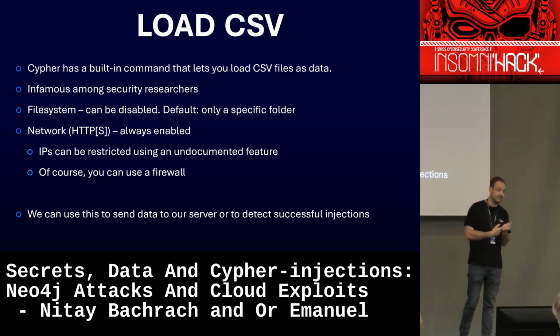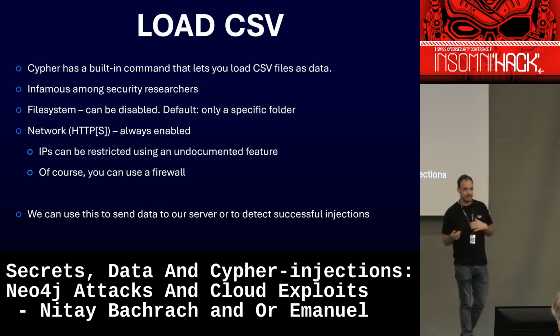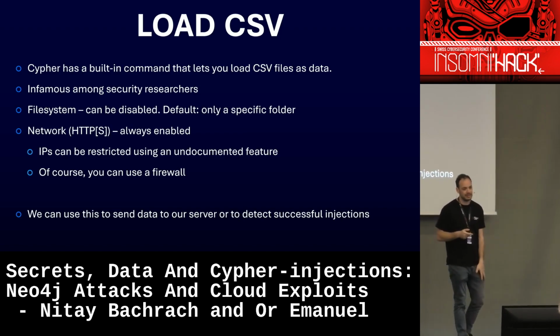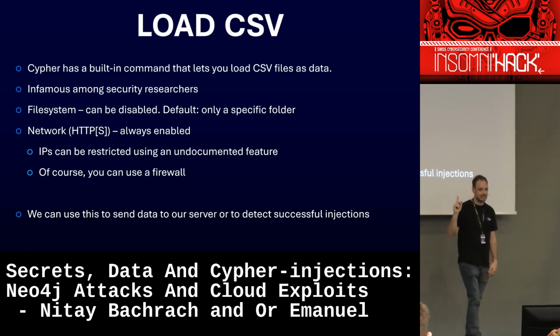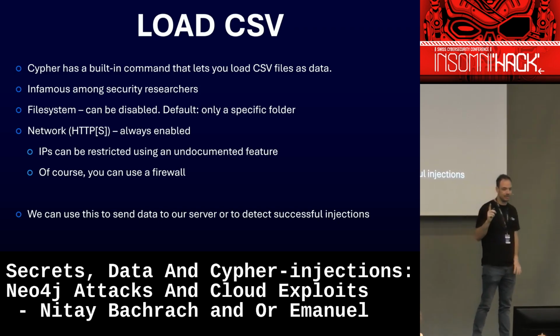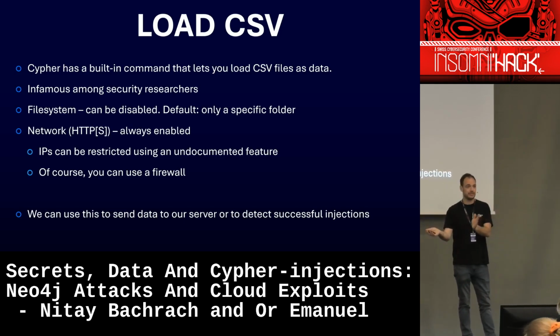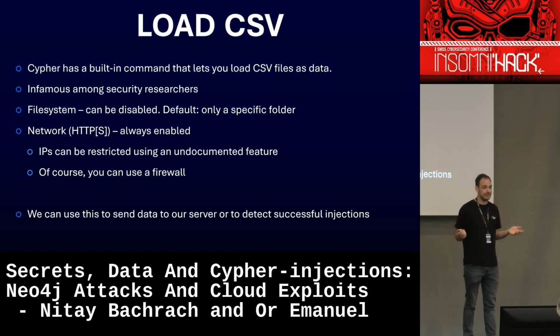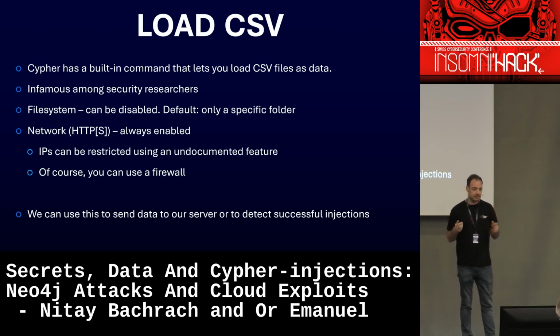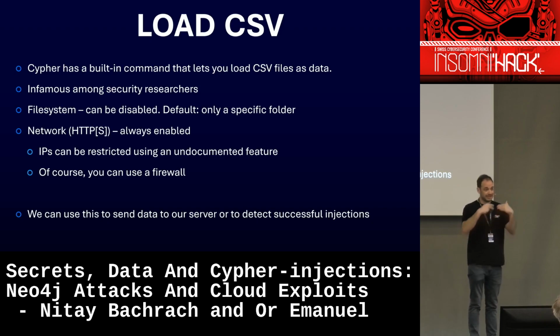It can read CSV files from the file system, and it is usually disabled, or at least limited to a specific folder. Now, I have seen cases where I was able to read any file, but it's quite rare. More interesting is its network capabilities. You can use load CSV to send HTTP requests and get CSV files from any HTTP server. And this is really useful, because we can send HTTP requests, which means we can send data to our server. And that's how we can exfiltrate data.